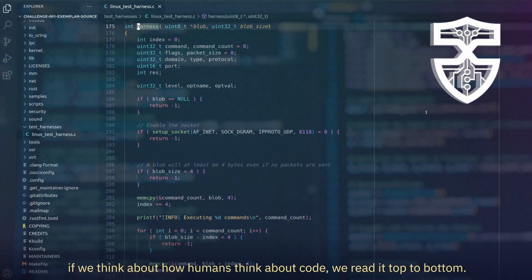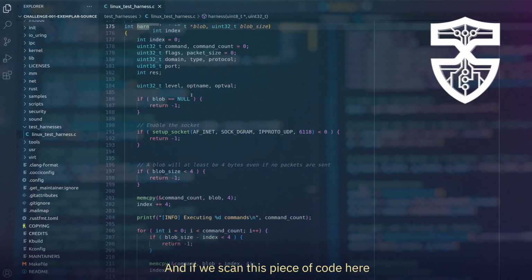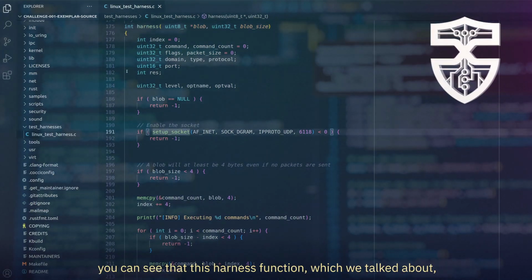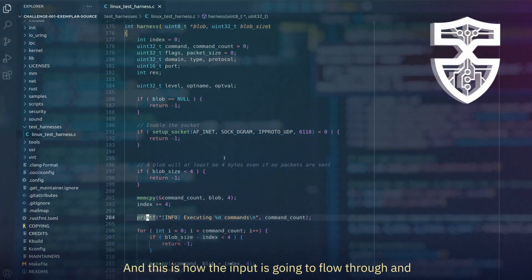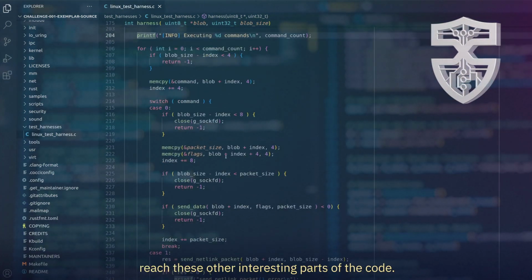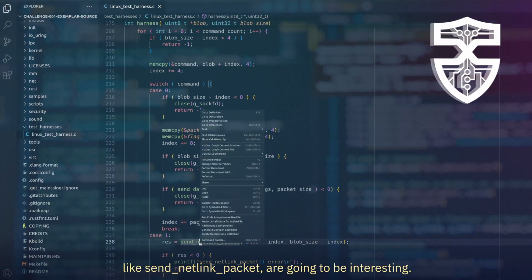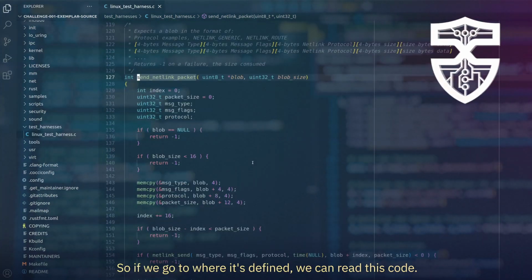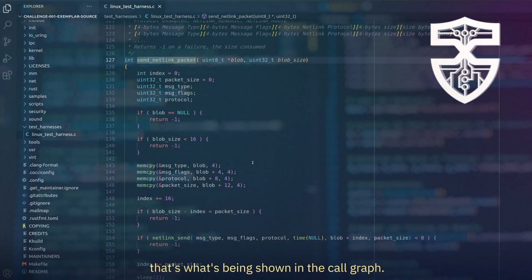On the other hand, if we think about how humans think about code, we read it top to bottom. And if we scan this piece of code here, looking at these words that are highlighted in green, you can see that this harness function we talked about calls other functions. And this is how the input is going to flow through and reach these other interesting parts of the code. Some of these functions, like set netlink packet, are going to be interesting. So if we go to where it's defined, we can read this code. Now, that jump that we just made from one to the next, that's what's being shown in the call graph.